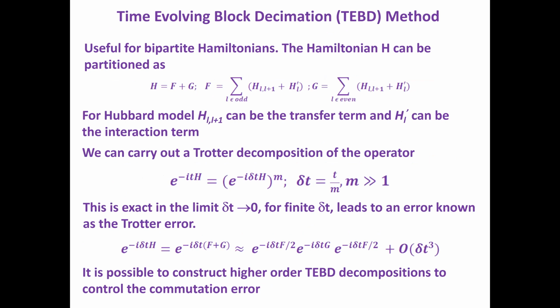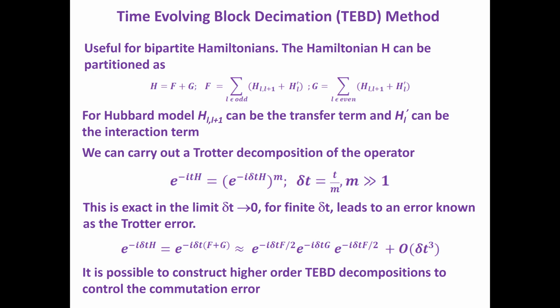Then there is another technique called the time evolving block decimation method. This is a rather simple method. If your Hamiltonian is a bipartite one, meaning the Hamiltonian terms connect odd to even sites, I to I plus 1 when I is odd, all of them commute. Similarly, the even to even plus 1 Hamiltonian terms all commute. So you have G, which is a completely commuting part, and F also has completely commuting parts.